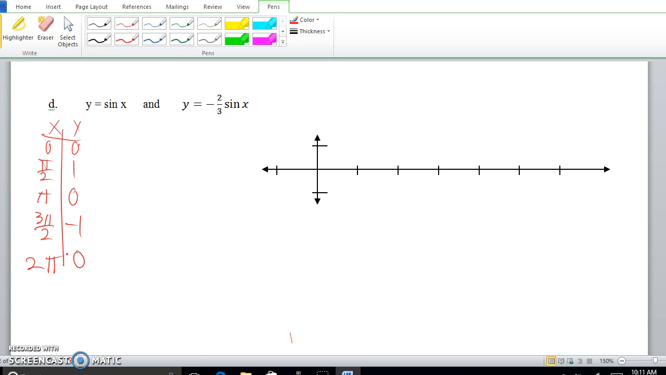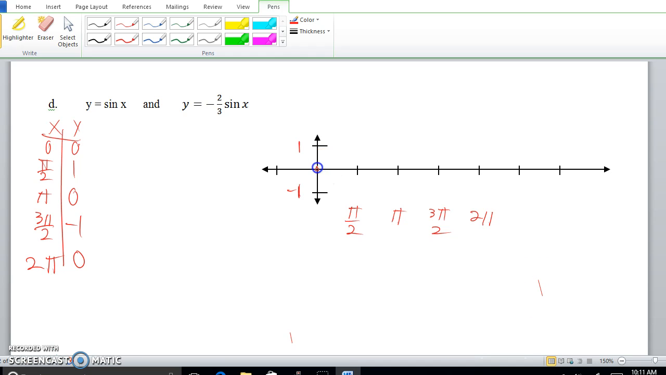This isn't malfunctioning on me. All right, so we'll go ahead and graph this. Once again, we'll build our generic graph. So this will be 1, -1, and our increments will be pi over 2: pi over 2, pi, 3 pi over 2, and then 2 pi. So there we go. All right, so let's go ahead and graph this first one.